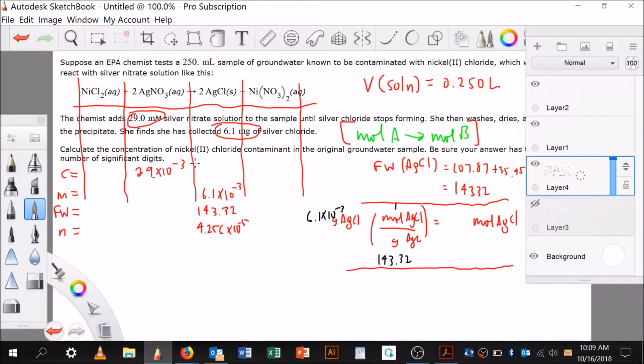Calculate the concentration of nickel 2 chloride contaminant. So I think what I'm going to do is go to a different page here.